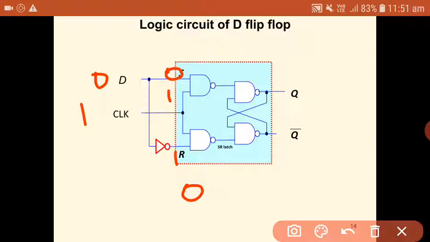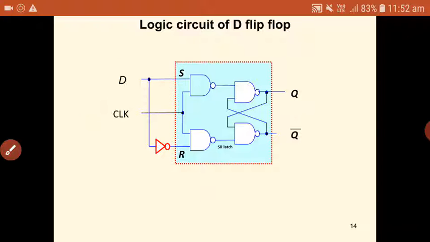Since the SR flip-flop has two inputs, you can have four maximum combinations. Out of those four, you will be using only two for the realization of the D flip-flop. That is S is equal to 0, R is equal to 1, and S is equal to 1 and R is equal to 0. That is the difference. So this is the simple logic circuit of the D flip-flop.